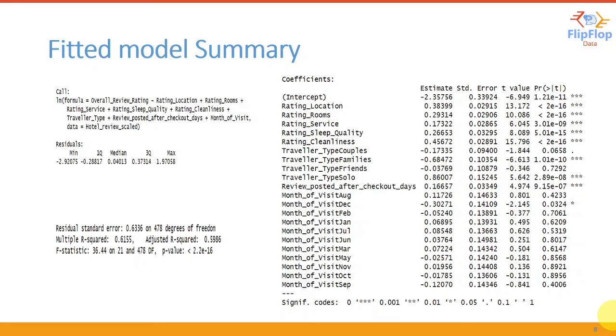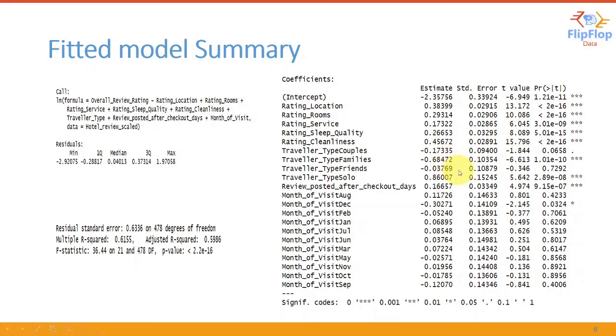0.68472 proportion lesser than the business traveler. I will repeat again. So if the traveler is a family compared to business traveler, they tend to rate 0.68472 proportion lesser than the business traveler. I hope this is clear to you all.